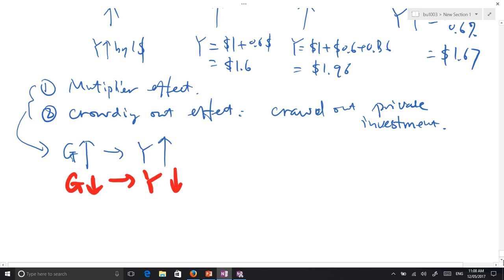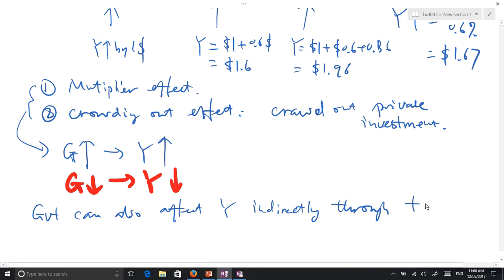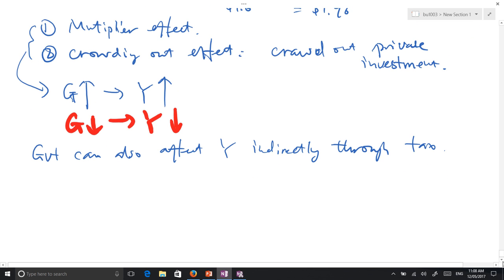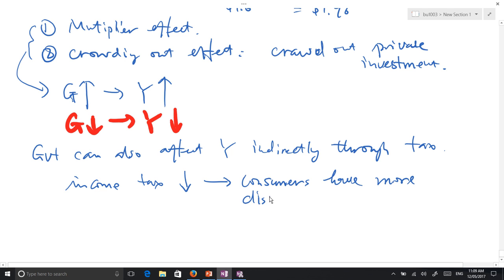So that's G. The government can also affect the aggregate demand indirectly through tax. For example, the government decides to cut the tax rate, so income tax decreases. This means that consumers have more disposable income in their pocket. So consumption will increase, so aggregate demand will increase.